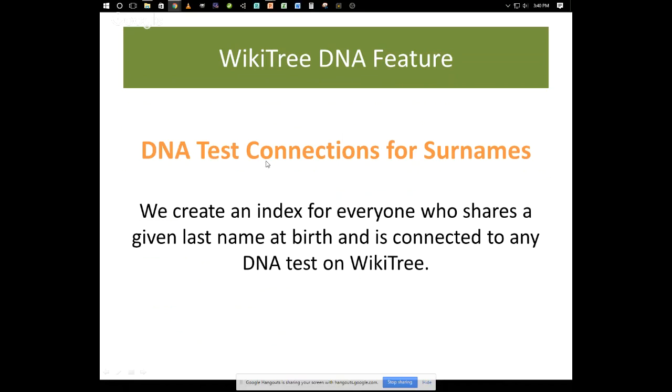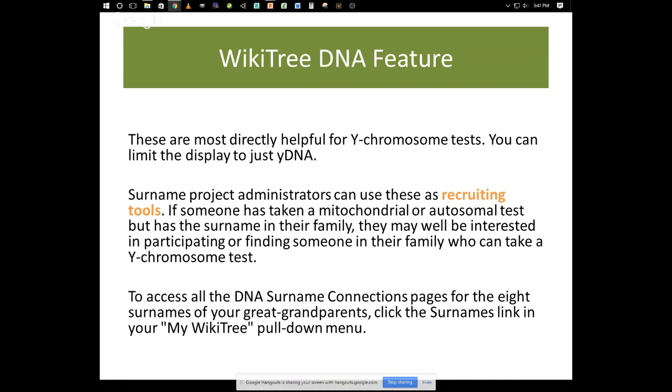Another WikiTree DNA feature is DNA test connections for surnames. WikiTree automatically creates an index for everyone who shares a given last name at birth and is connected to any DNA test on WikiTree, which goes back to what we were just saying about being able to see DNA information based on the surname. These are most directly helpful for Y chromosome tests. You can limit the display to just Y DNA. Surname project administrators can use these as recruiting tools. If someone has taken a mitochondrial or autosomal test but has a surname in their family, they may well be interested in participating or finding someone in their family who can take a Y chromosome test.